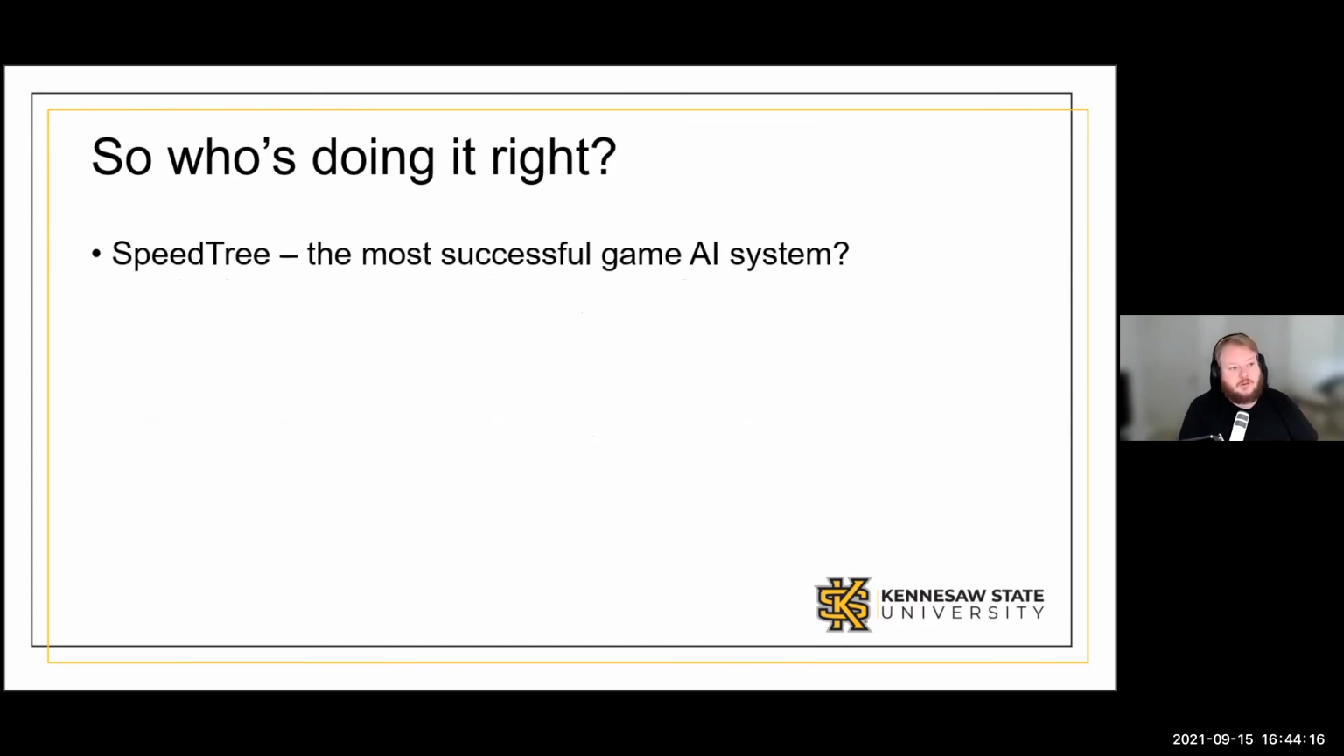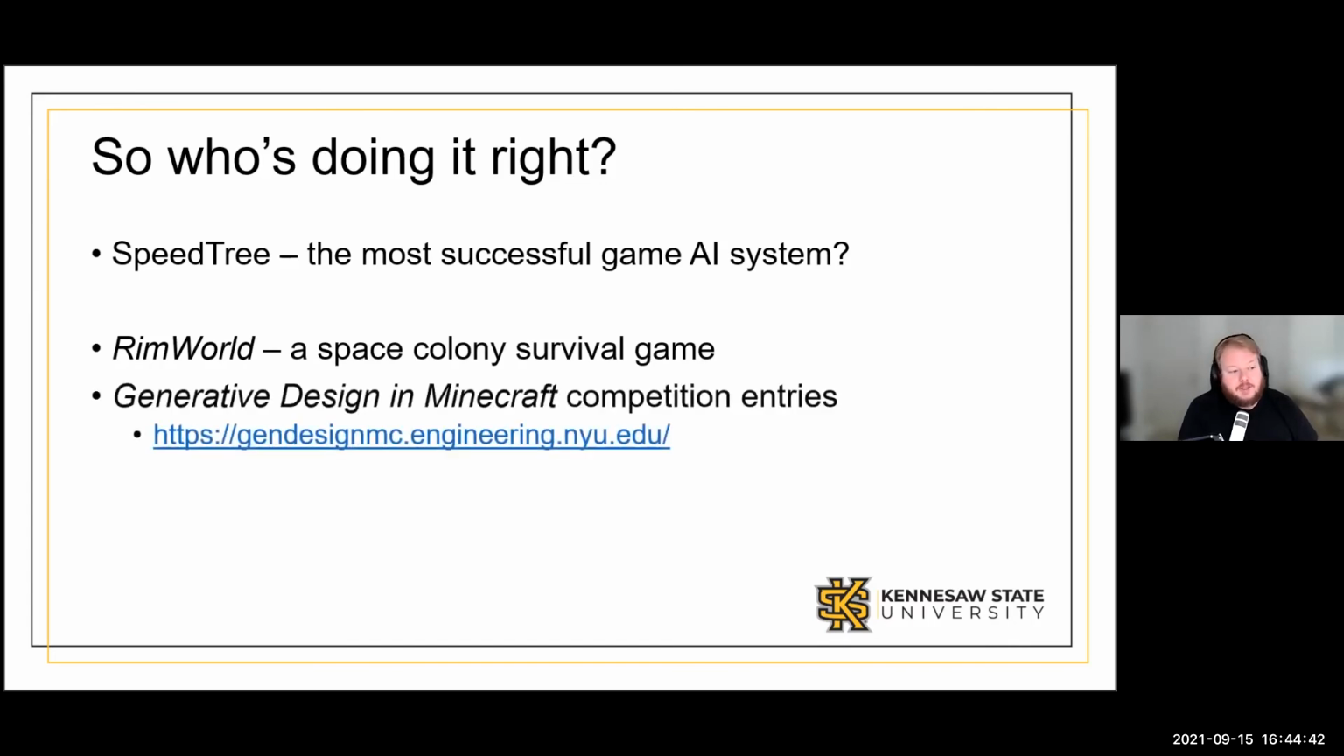So who's doing this right? Well, SpeedTree, because it's arguably the most successful game AI system ever, because it's in every game. If you've played a game or seen a Hollywood movie lately that has foliage in it, it's probably made with SpeedTree. So it's probably the most successful thing. If you haven't played RimWorld, it's a space colony survival game. You really need to play it if you're studying the experience of AI. It is fantastic.